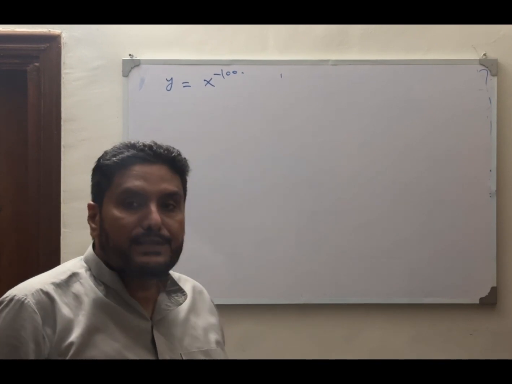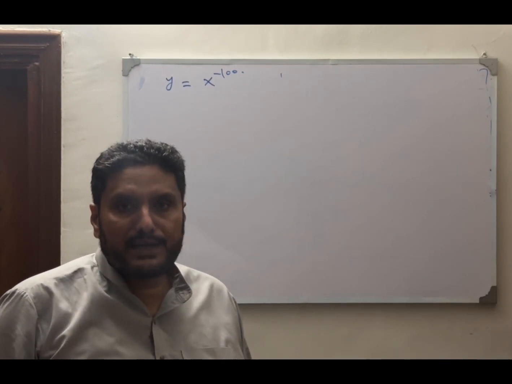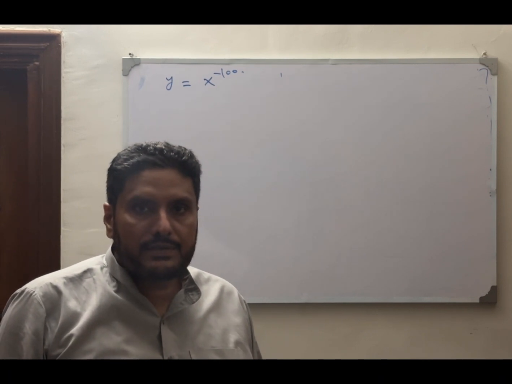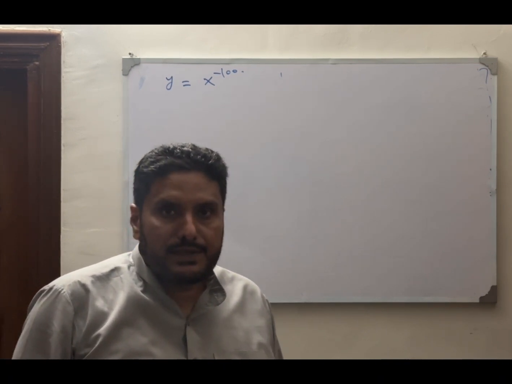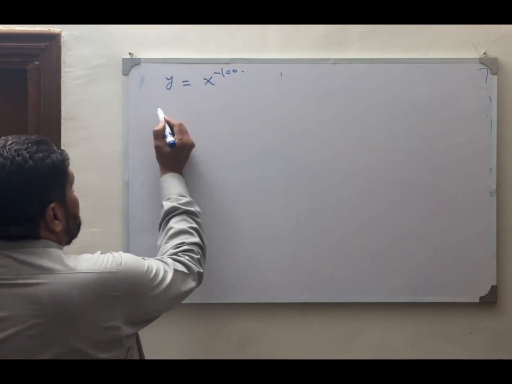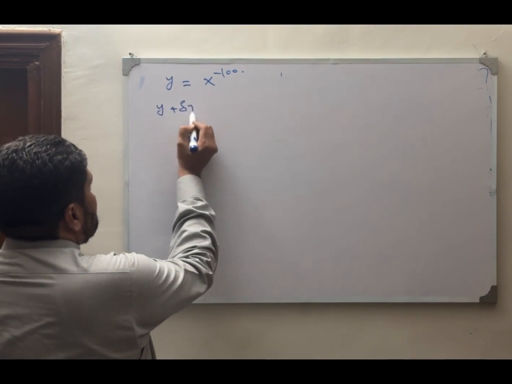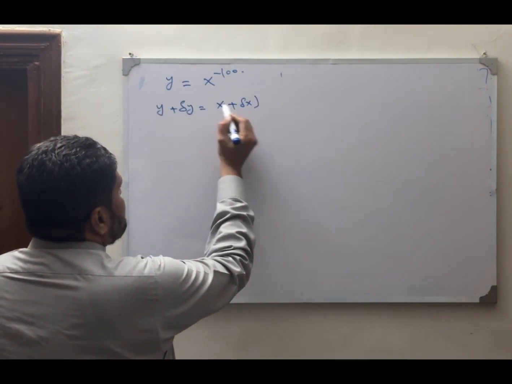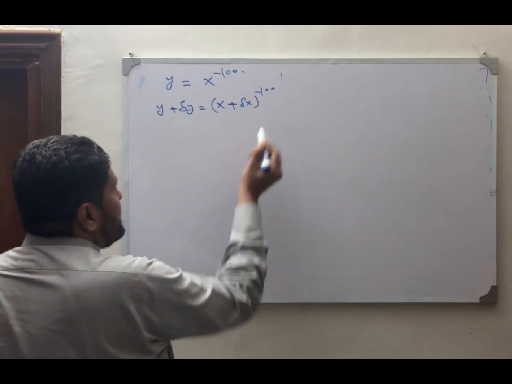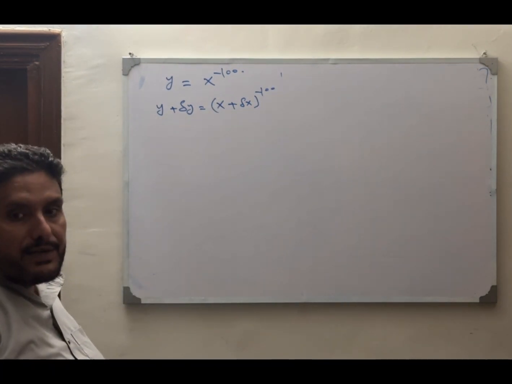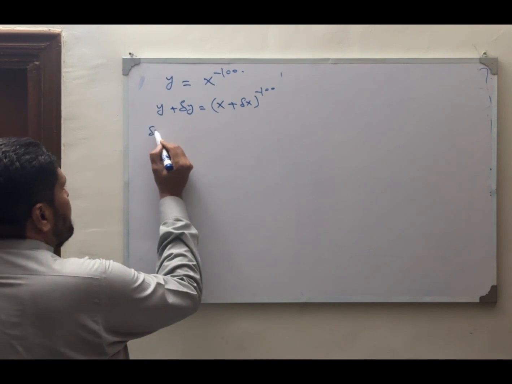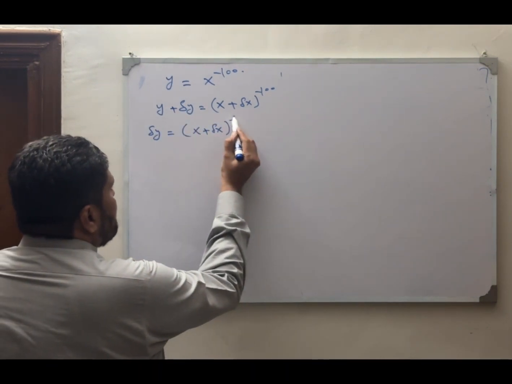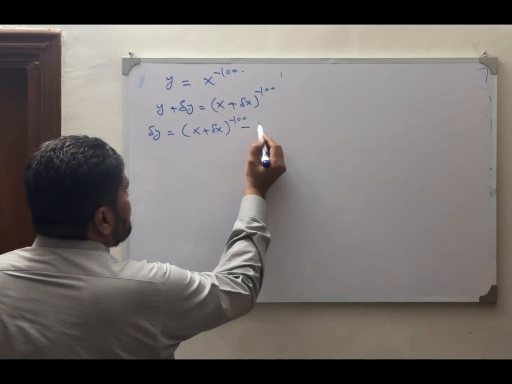We have another function, y is equal to x power minus 100, and we have to find the derivative for this given function by using the first principle method. So using step 1, y plus delta y is equal to (x plus delta x) power minus 100. By taking y on the other side of the equation, our delta y is equal to (x plus delta x) power minus 100 minus y.